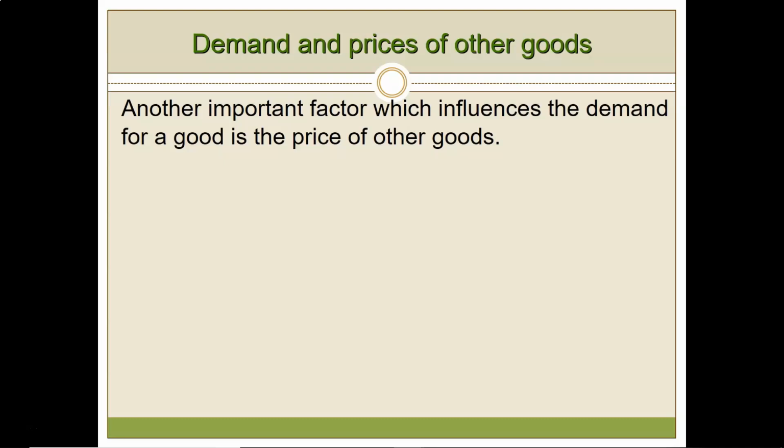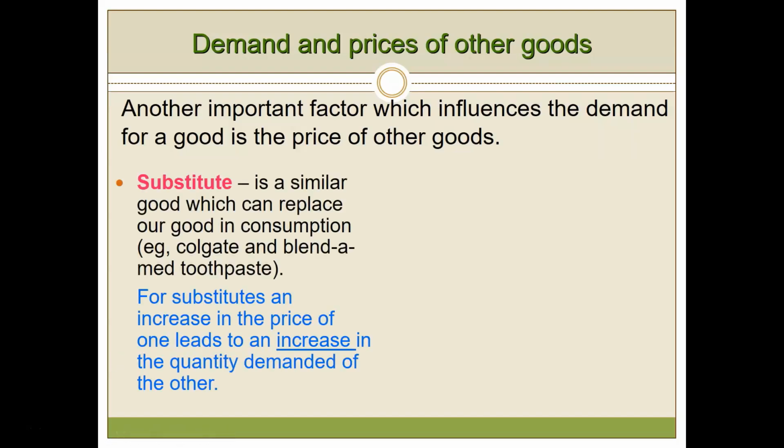Apart from income, another important determinant which will affect the location of the demand curve, which will shift the demand curve to the left or to the right, is the price of other goods, substitutes and complements, which I've mentioned already. Substitute is a similar good which can replace our product in consumption. So basically, it's a product of our competitor. For example, two different brands of toothpaste, Colgate or Blendermet. Generally, they do the same thing. We are more or less indifferent between buying one brand or another.